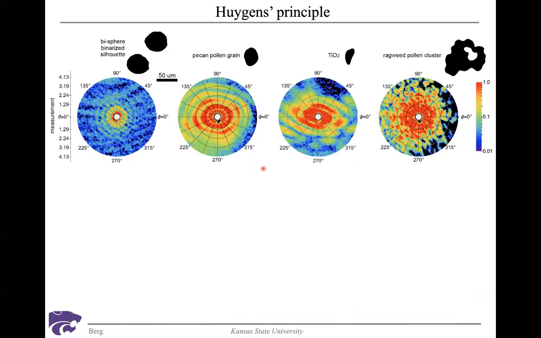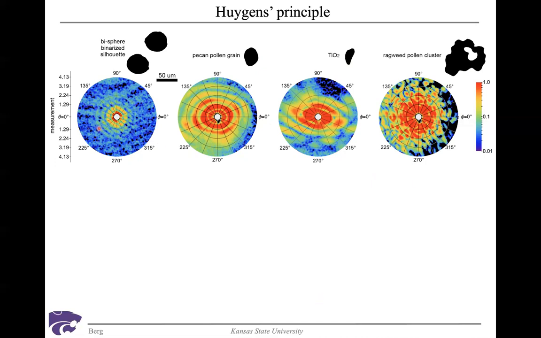So to test this, what we did is, here again are some of the particles I showed you before, the binarized silhouettes obtained from reconstructing the hologram, the actual measured light scattering patterns in the second row. So here are the two spherical particles, that is, the pollen grain and titanium dioxide particle, and here's a ragweed cluster.